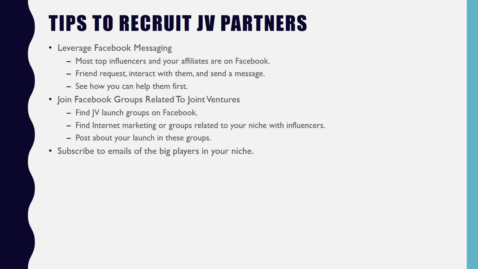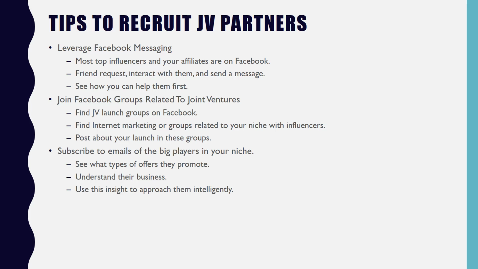Another big thing to do is subscribe to emails of the big players in your niche market and see what types of offers they are promoting. Look for those top vendors on ClickBank, the top vendors you know as your competition. See what offers they are promoting. Get to know their business, understand their business, and use this insight to approach them intelligently and work out a deal to get them to promote for you. If you approach them intelligently, it's going to increase your chances. Whereas if you just went after them without knowing what offers they promote and your offer wasn't a fit, now you can make your product a fit and position it better to them.